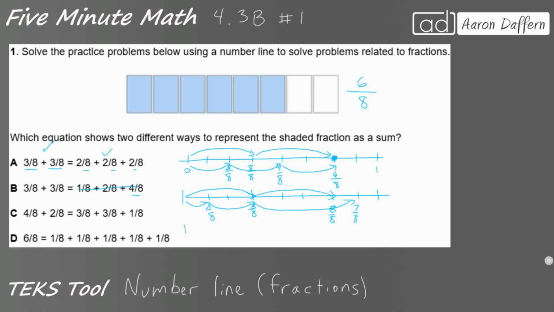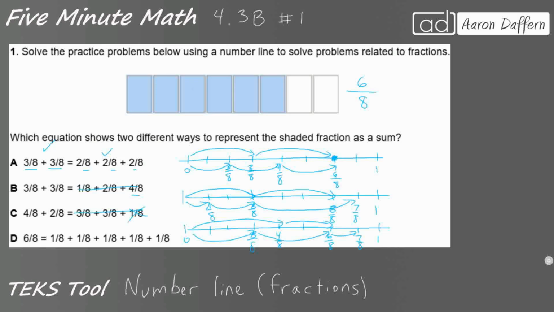All right, let's check C. And let's see what we've got here. I've got 4/8 and 2/8. Well, let me get all my eighths down, trying to get my goal of 6/8. So 1, 2, 3, 4/8 is right there. And then, yeah, another 2/8 gets me to 6/8, so that looks fine. But 3/8 plus 3/8, well, here's the problem. I've got 3/8 right here. Another 3/8, 1, 2, 3, gets me to 6/8, but now I've got to go one more to get to that 7/8. So that one doesn't work.